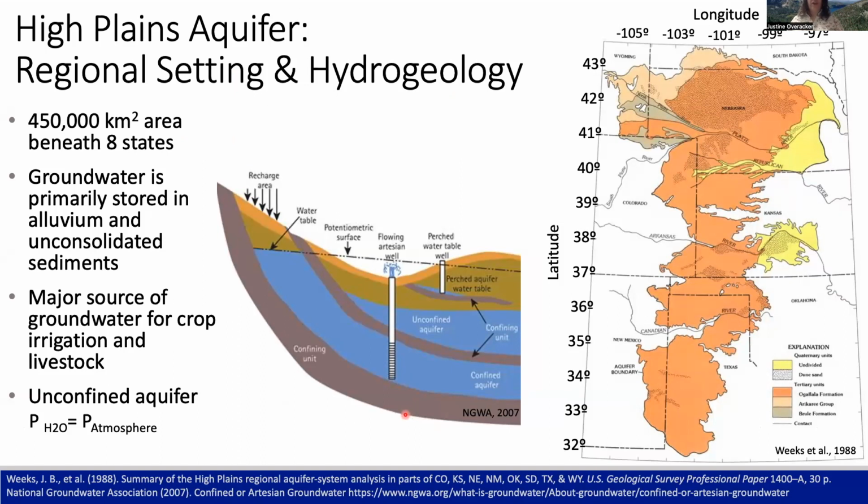And the groundwater is primarily stored in the Ogallala Formation, which is shown here in orange. It's comprised of tertiary alluvium and unconsolidated sediments. This aquifer is a major source of groundwater for crop irrigation and for livestock. Lastly, it's an unconfined aquifer, meaning that it's at atmospheric pressure, so it's able to rise and fall without a loss of porosity. That's shown by this schematic here in the middle. An unconfined aquifer doesn't have a confining unit capping the reservoir.